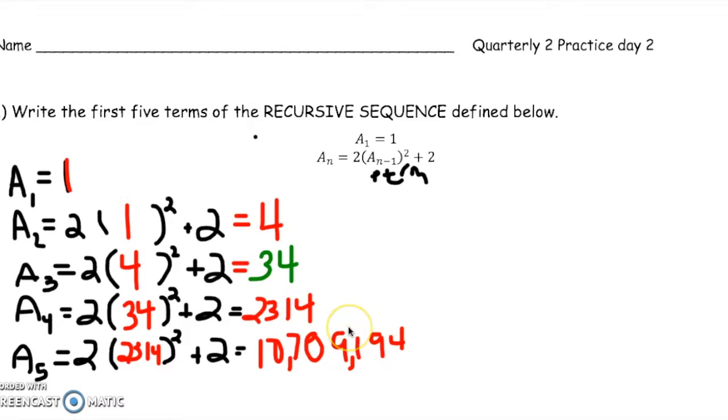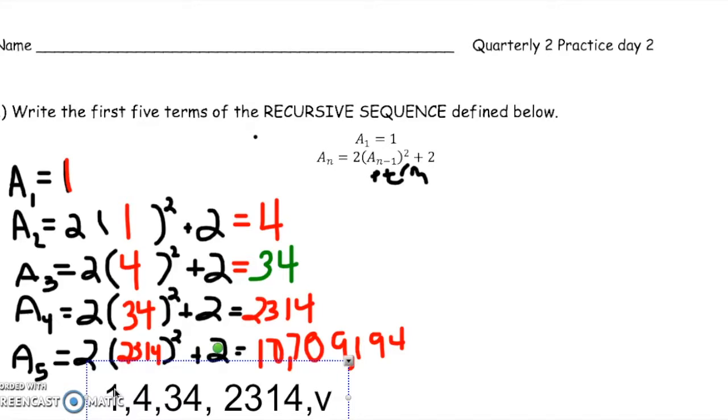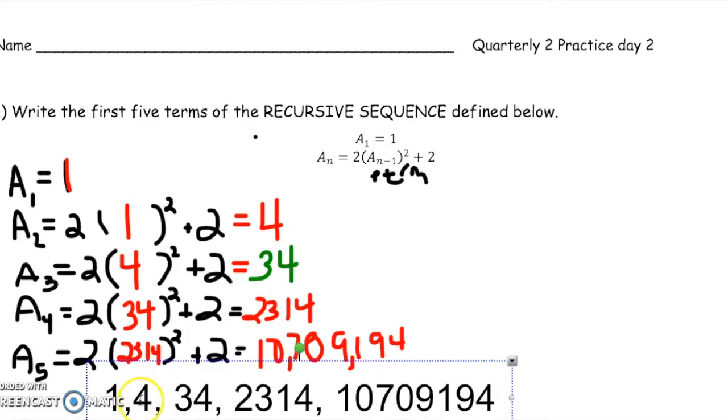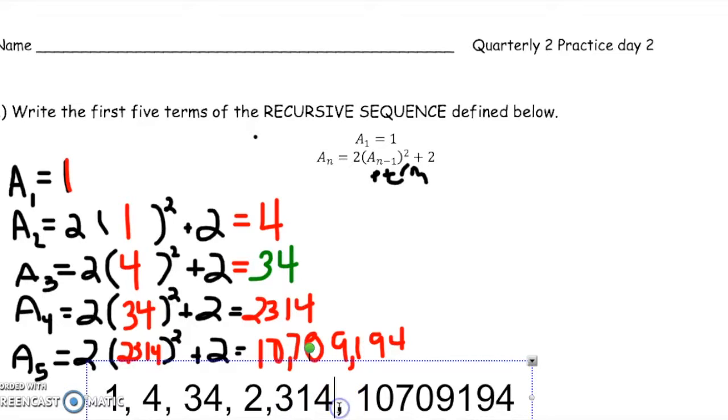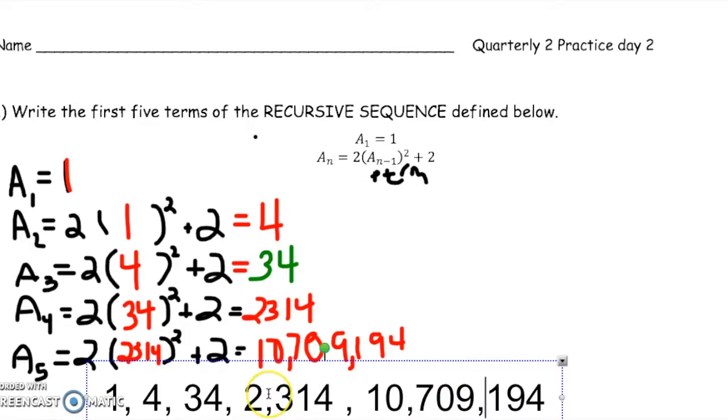Okay, so your first 5 terms are 1, 4, 34, 2314, and 10,709,194. Okay, so these are your first 5 terms. Know it, live it, love it. I'm just putting the commas. I feel that's important. You got to know what the actual numbers are. All right, so that's the first one.